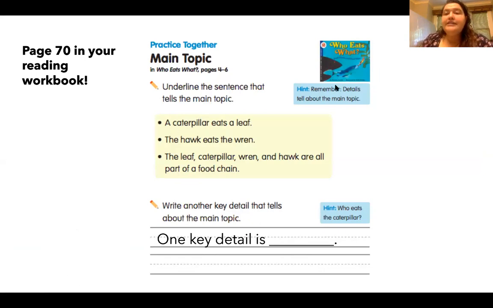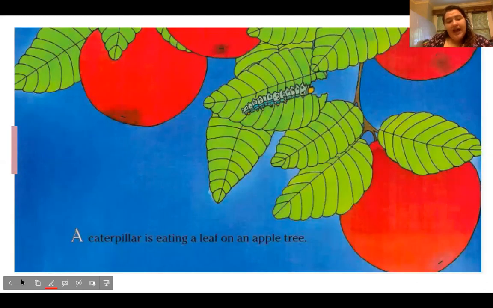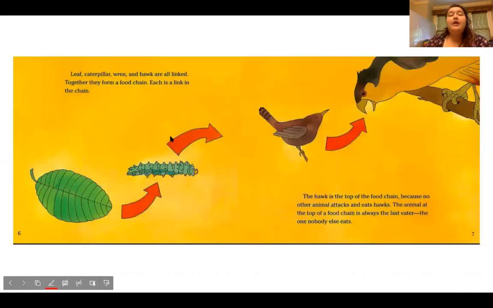A caterpillar eats a leaf. The hawk eats the wren. The leaf, caterpillar, wren, and hawk are all part of a food chain. So I have to remember what the story is mostly about. So if I went back, here it talks about the caterpillar, and here about the wren and the hawk, and here it talks about the food chain and how all of them are linked. And it talks about all of them within the food chain.